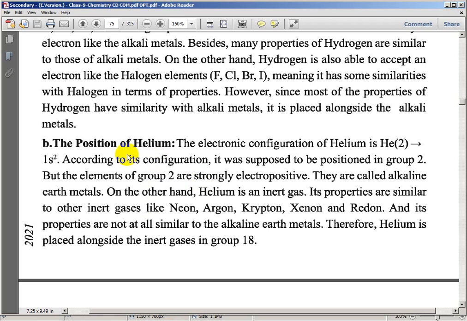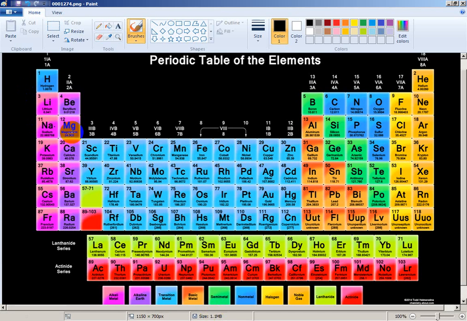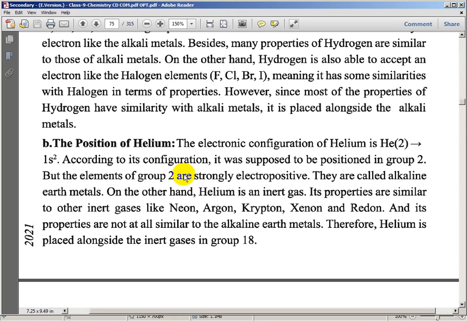There is another exception for the position of helium. The electronic configuration of helium is 1s2. In the outermost shell the electron count is 2, so it is group 2. Group 2 should be placed with elements like beryllium, magnesium, calcium. They are group 2, but helium is placed with the group 18 elements. This is the exception.